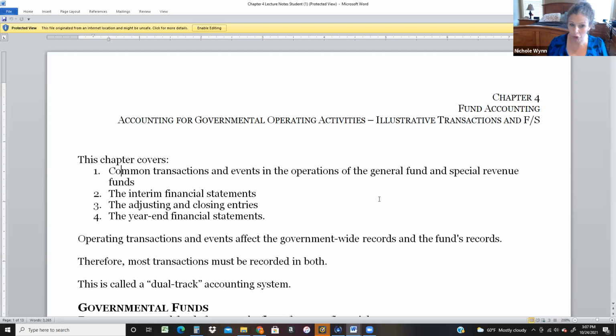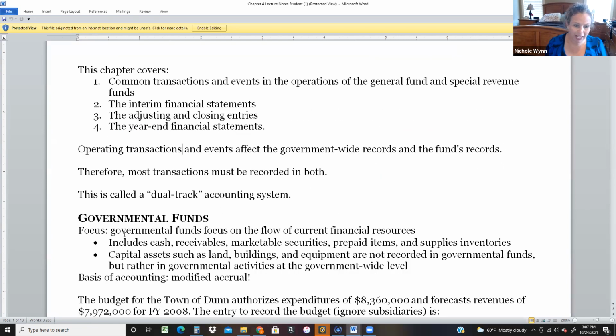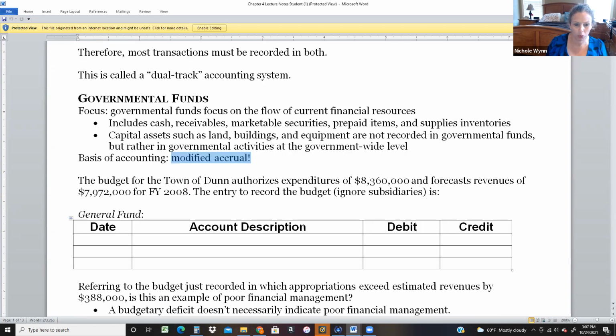And this is for the general fund. So this chapter basically is going to take you through the general fund and then also special revenue funds. And so when we're looking at governmental funds, remember that we focus on current items, current assets, current liabilities, everything should be taken care of within this accounting cycle. And so remember, our basis of accounting is the modified accrual basis.